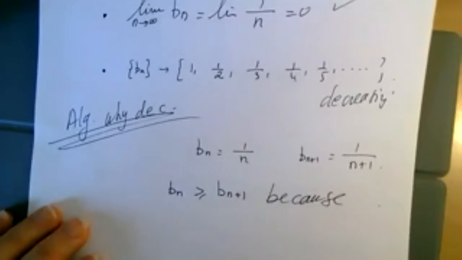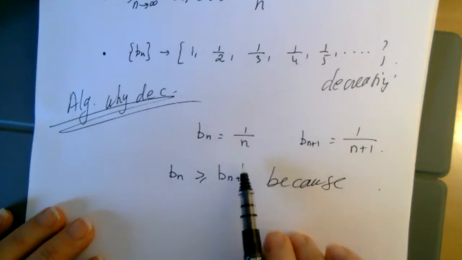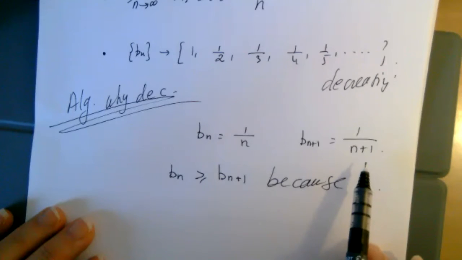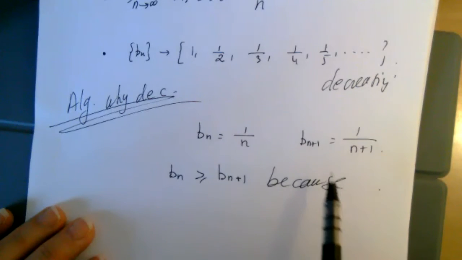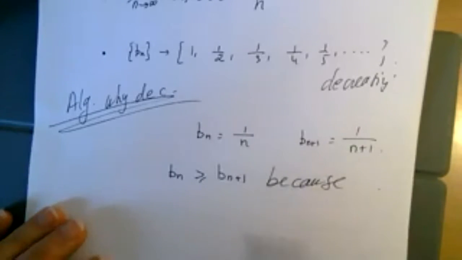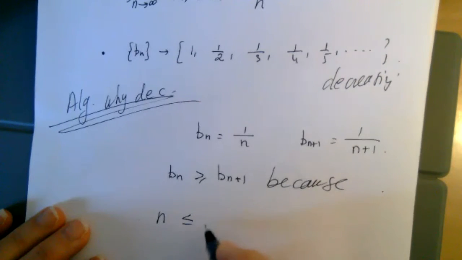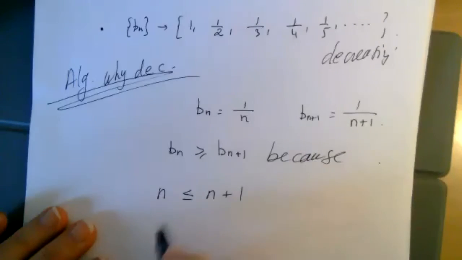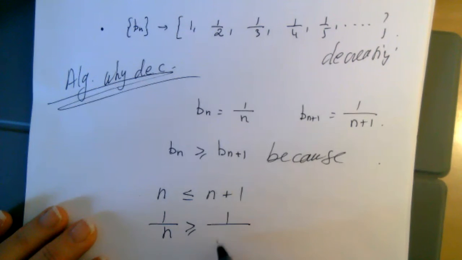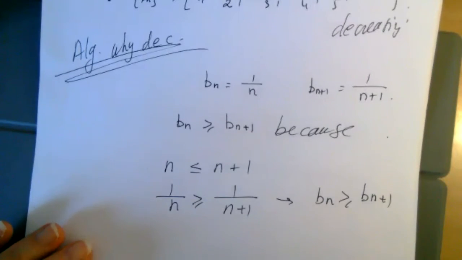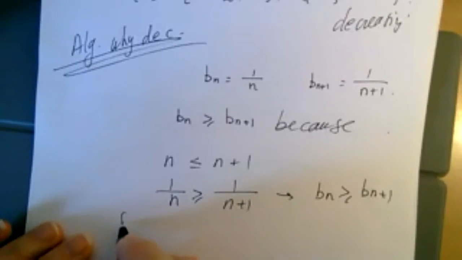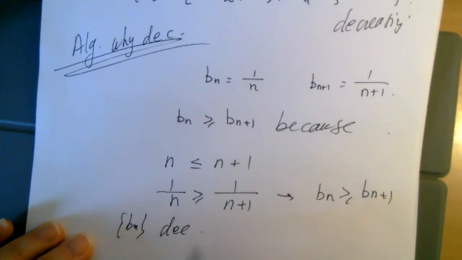Because bn is 1 over n, and bn plus 1 is 1 over n plus 1. As I mentioned a minute ago, when the denominator gets larger, the expression gets smaller. That's really the idea. Because n is less than n plus 1, 1 over n is larger than 1 over n plus 1. So bn is larger than bn plus 1. That's how we show this algebraically. So the sequence bn is decreasing.